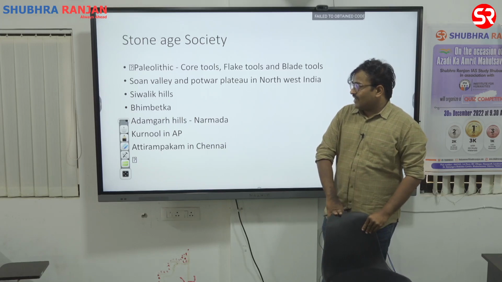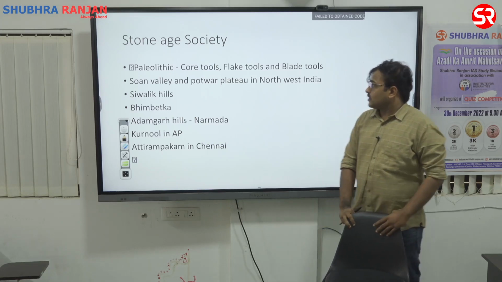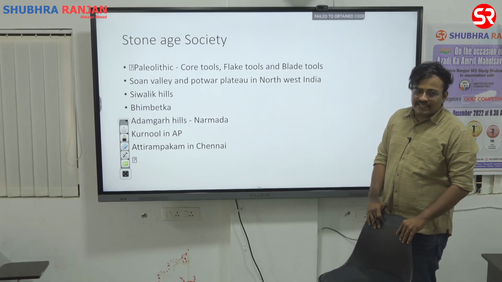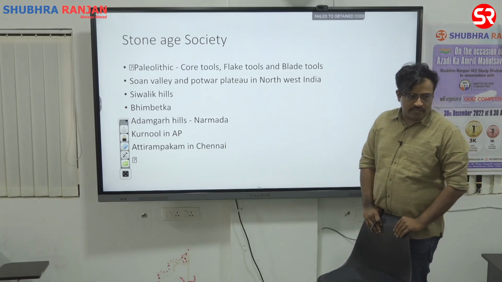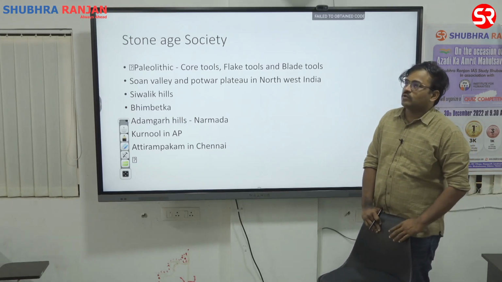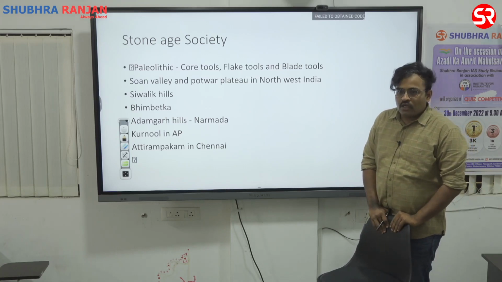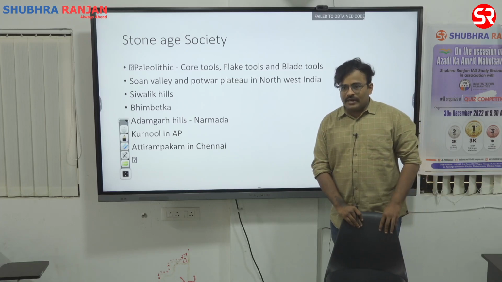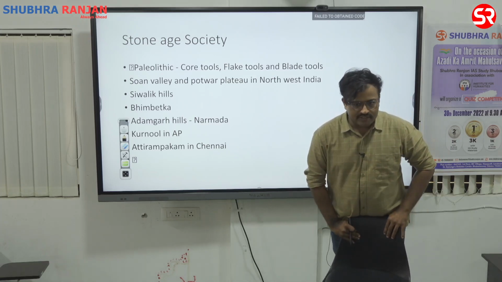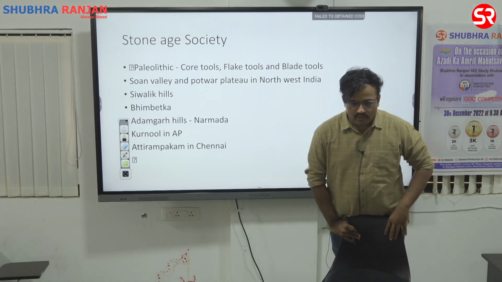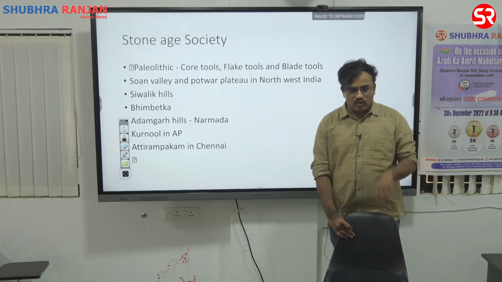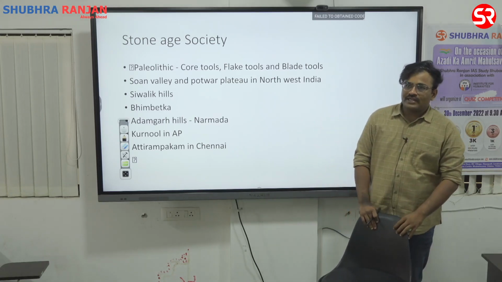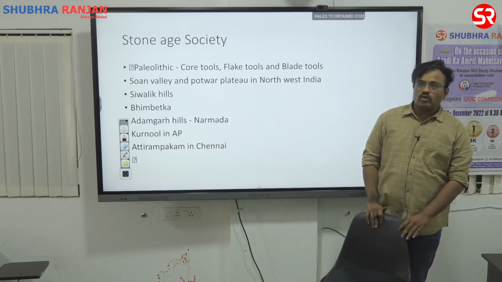Which continues from 1 million years ago to 10,000 BC is the time period of this early Stone Age, which is also known as the Paleolithic age. In India during the Paleolithic age, we have some prominent sites. You have to write them down, it's not given in the handout. Paleolithic period: write the site names where we find these Paleolithic sites.